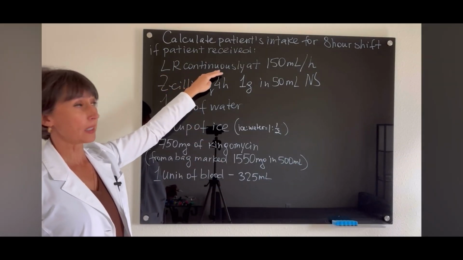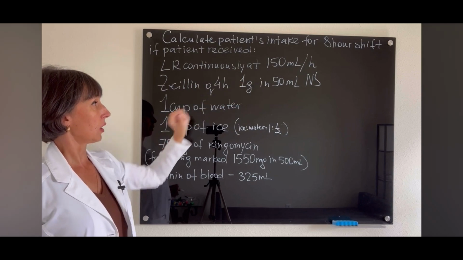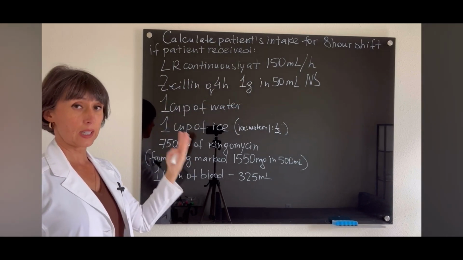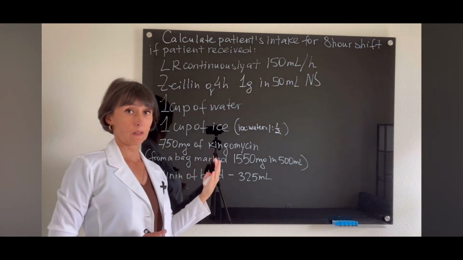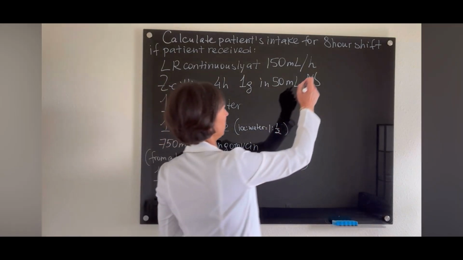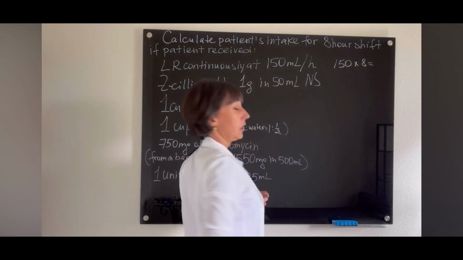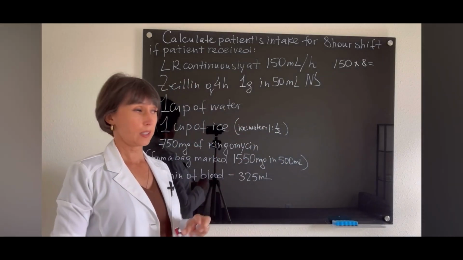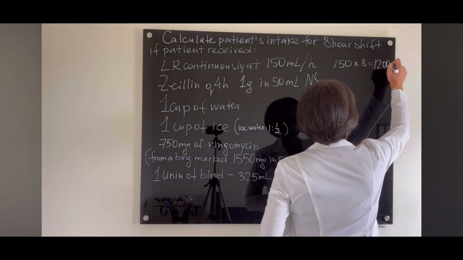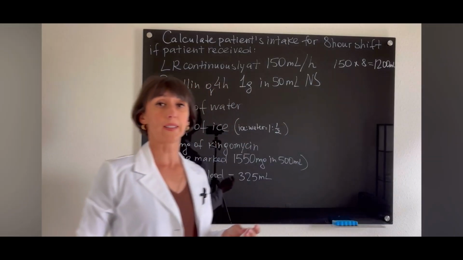LR continuously at 150 milliliters an hour. That means every hour for this 8-hour shift, the patient was receiving LR. 150 times 8 equals 1200 milliliters.